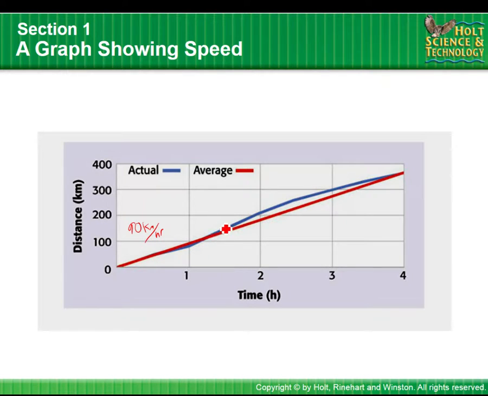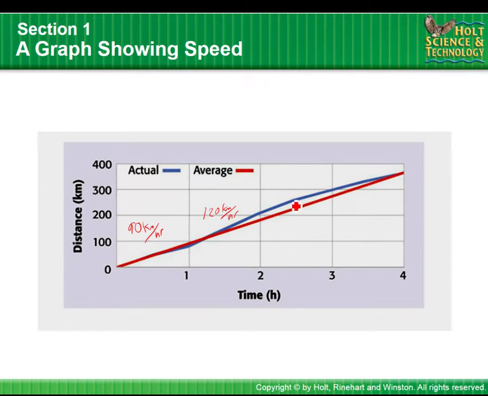Okay, so now we're looking at the blue one again. It went from about 90 kilometers up to about, let's say, 210. Okay, so 90 and 210, so that's 120 kilometers in the second hour. So that went 120 kilometers per hour in the second hour. It sped up.